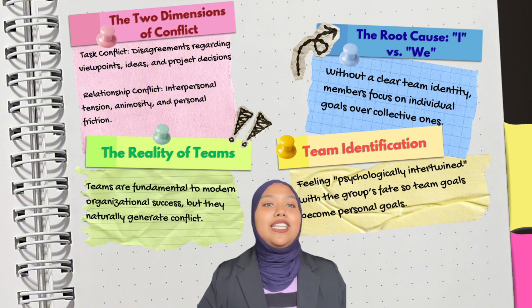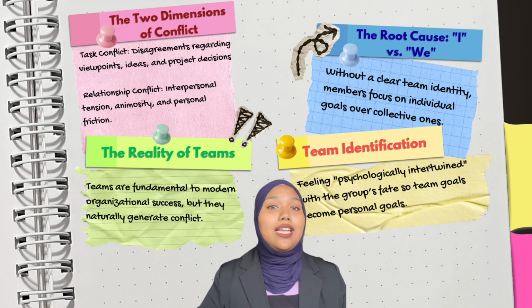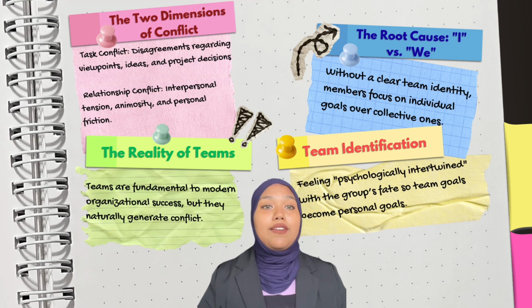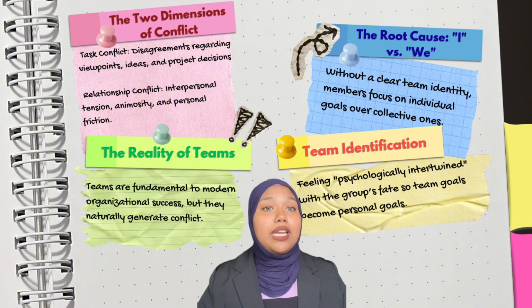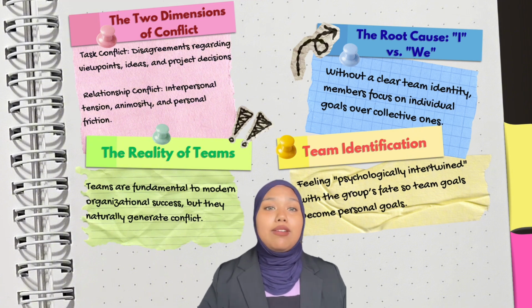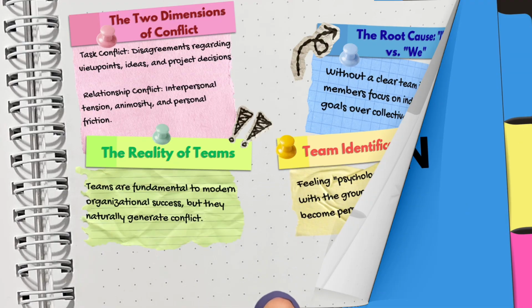Ultimately, managing the delicate balance between individual roles and collective objectives dictates whether a team thrives or fractures under the pressure. By viewing conflict as a systematic outcome of alignment rather than isolated disruption, we can create environments where diverse perspectives drive innovation rather than division. So let's dive into the core findings.